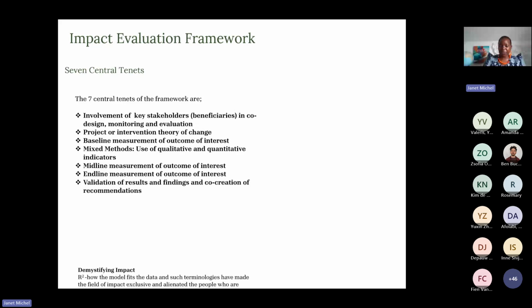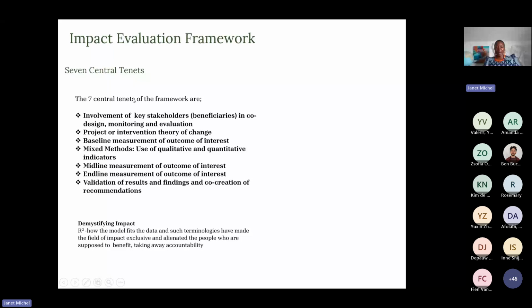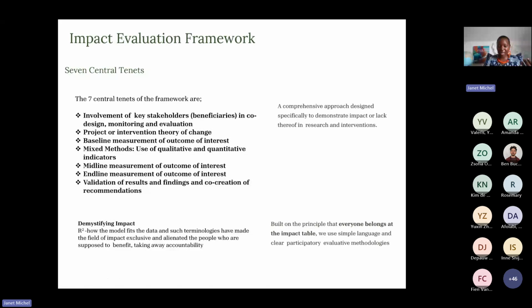So the good thing about this, as you can see, is that it is a very simple language. Everyone can understand this. And it's also different from when we hear somebody talking about R squared, how the model fits the data. It's not important to a patient. If they're saying they have pain, they're not interested in how the model fits the data. The question is, has the intervention done away with my pain? So it really helps to do away with that jargon that researchers have been hiding behind. And it's really built on the principle that everyone belongs at the impact table.